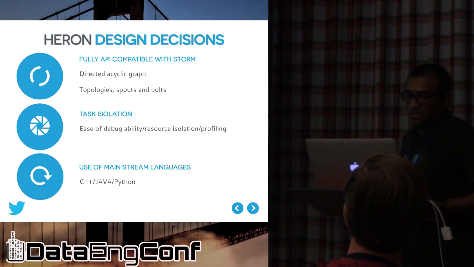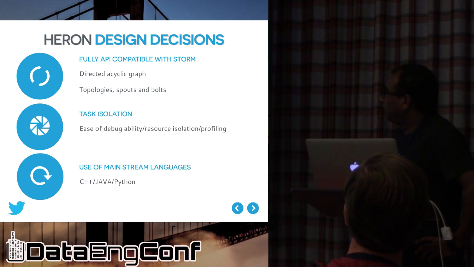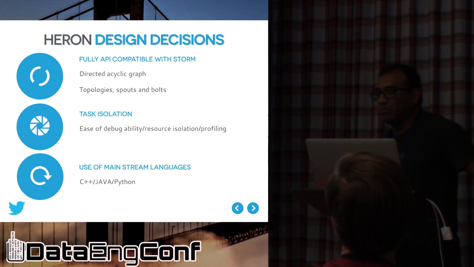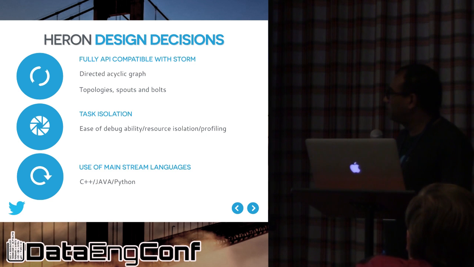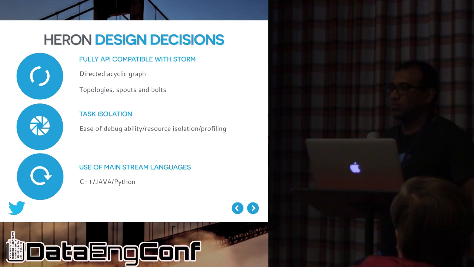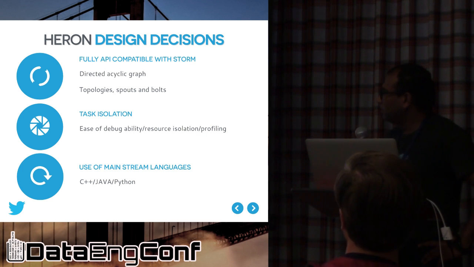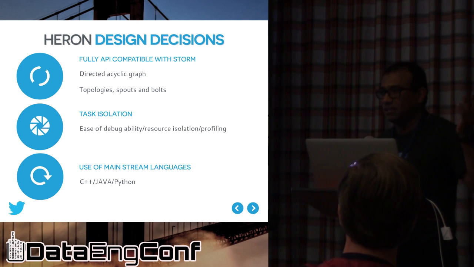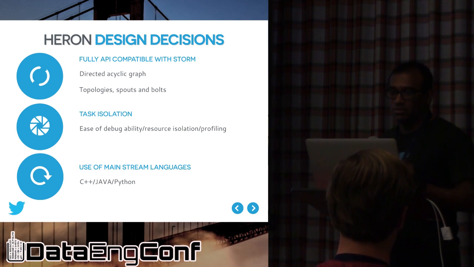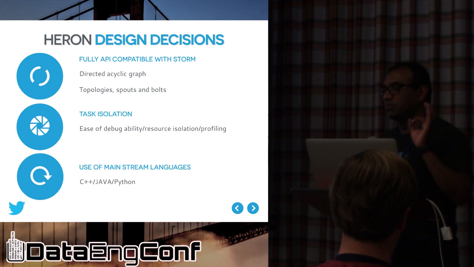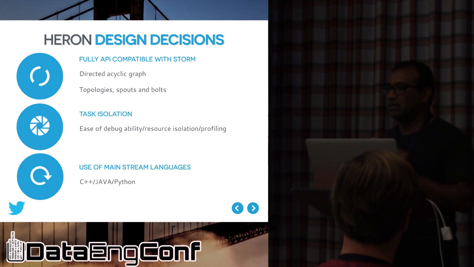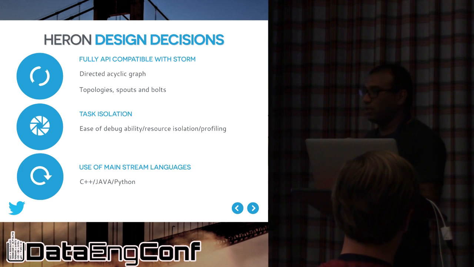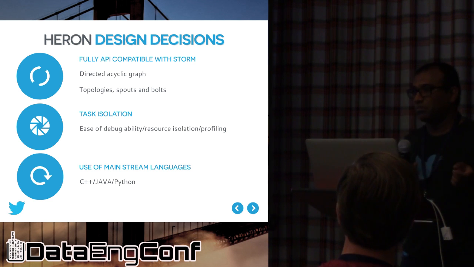Some of the design decisions we had to deal with: it is fully API compatible with Storm, even though some of the APIs I would have liked to change, but it is what it is. So all the DAGs, topologies, spouts, and everything still work in Heron. You just have to compile the job with the Heron jars without changing a single line of code. That is our goal to get Heron into production.